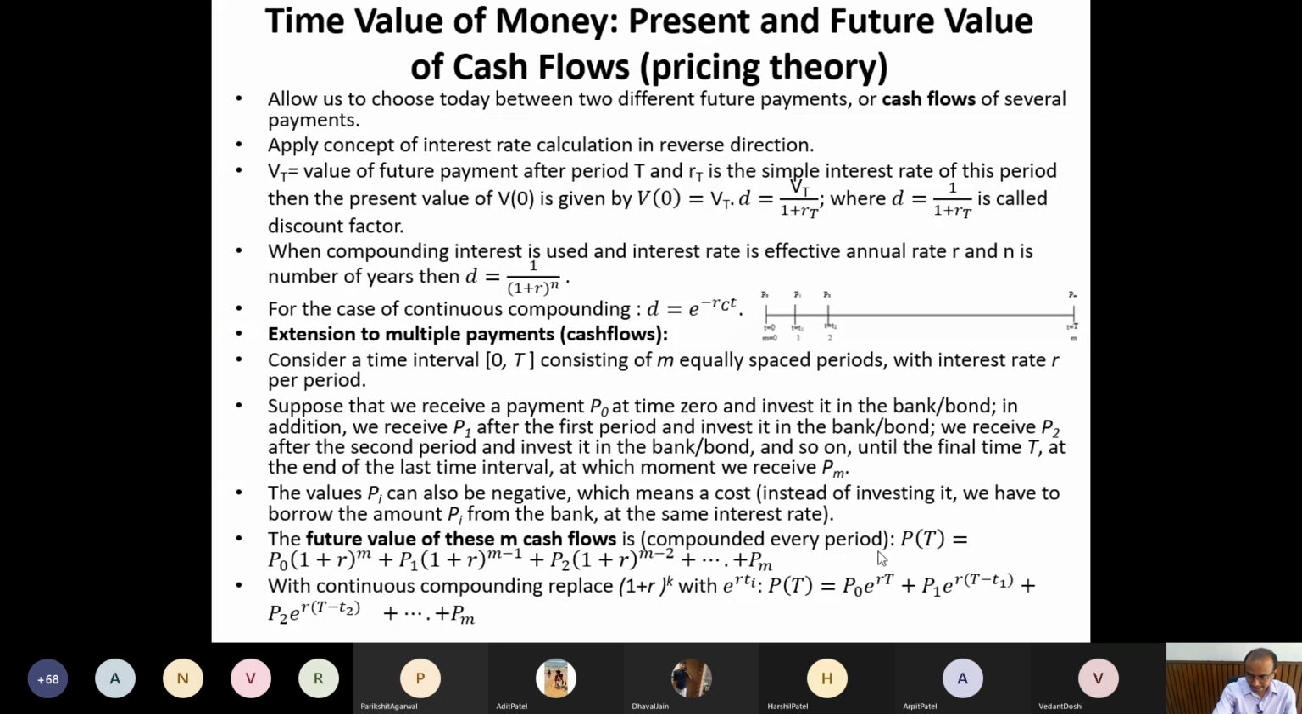Say P of capital T. Then I have invested amount P0. Now this will be kept with the bank for what period?